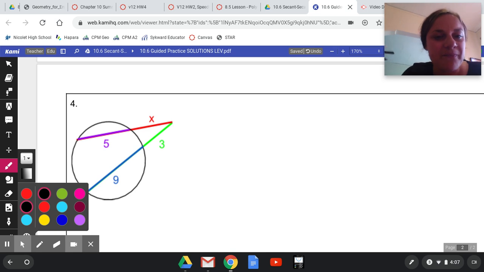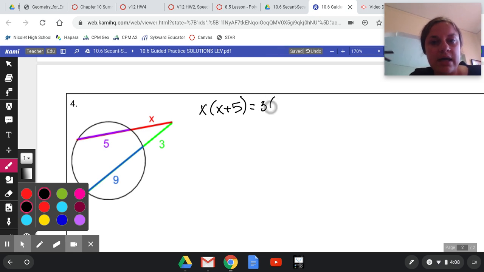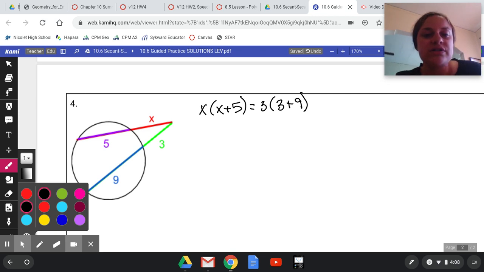Let's set up our equation. Okay, so the first secant, red and purple, x times x plus 5 is equal to 3 times 3 plus 9. Okay, so far so good. I'm doing outside times whole, right? Outside times outside plus inside, which gives me whole. Sweet, got it. So let's see what I need to do here.